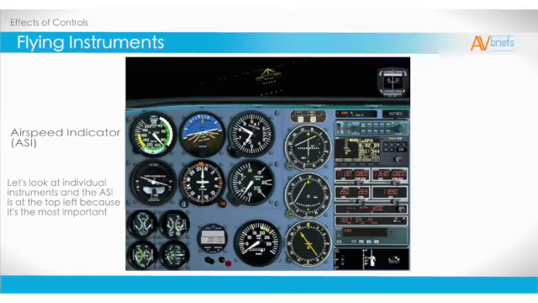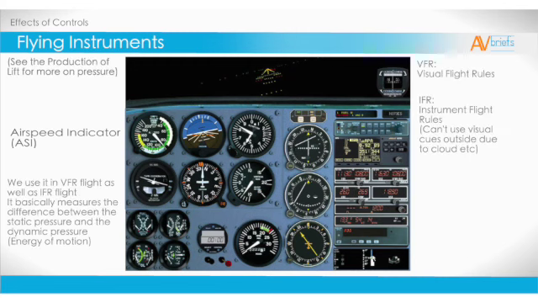Let's start with our flight instruments, and get some more familiarity with them. The airspeed indicator is usually the top left. We use it in all phases of flight as well as all types of flying. It basically measures the difference between the static pressure in the environment and the dynamic pressure of the airflow.